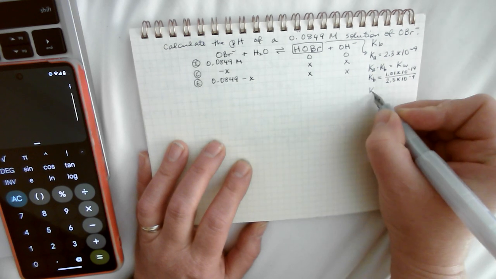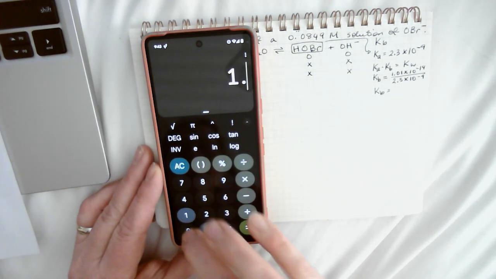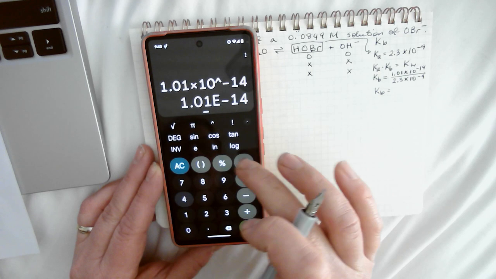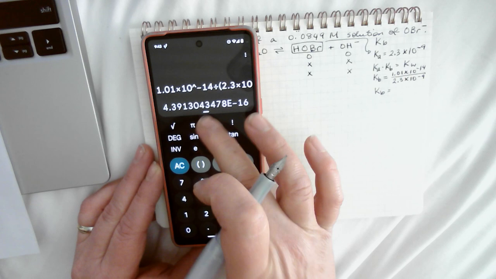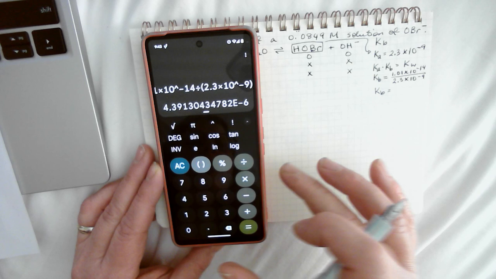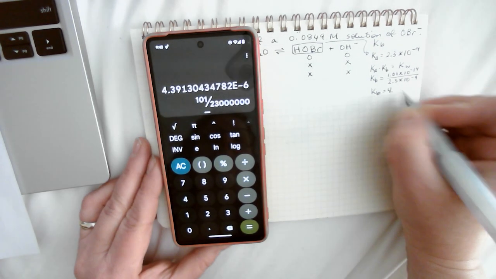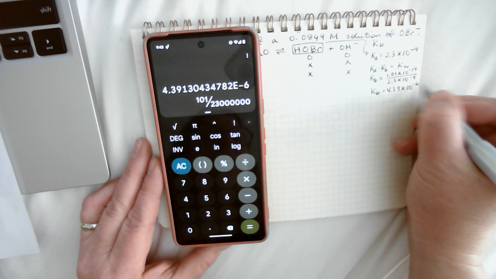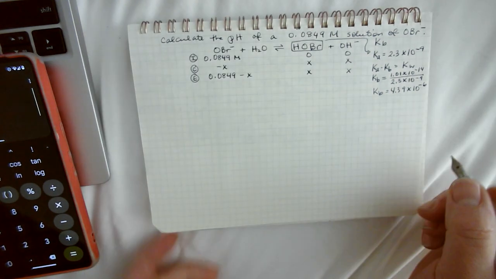So the Kb value that we get, let's see, 1.01 times 10 to the minus 14 divided by, don't forget your parentheses, or hopefully you're using your exponential functions, unlike on my calculator, which doesn't have them here because it's a cell phone. Okay, so 4.39 times 10 to the minus 6. Alright, so we've got our Kb value and we're ready to go.